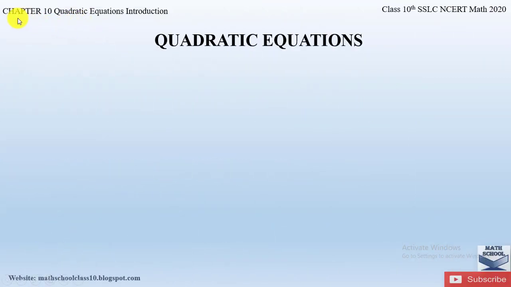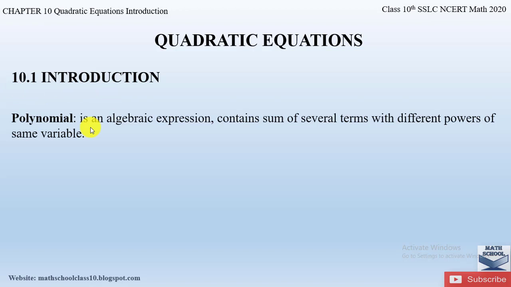So let us begin with our chapter number 10, quadratic equation. So this is the introduction part, that is section 10.1. In your previous class, you have studied about polynomials. So let us see what a polynomial is first.